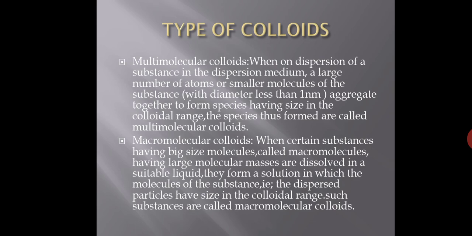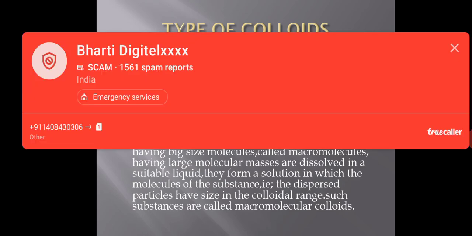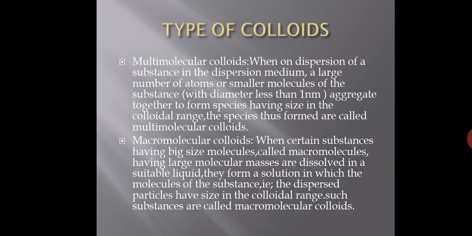Macromolecular colloids. When certain substances having big size molecules called macromolecules, having larger molecular masses, are dissolved in a suitable liquid, they form a solution in which the molecules of the substance, that is the dispersed particles, have the size in the colloidal range. So when they are put in a solution, the macromolecules break up and have the particular size of the colloidal range. Got it? That is nothing but known as macromolecular colloids.